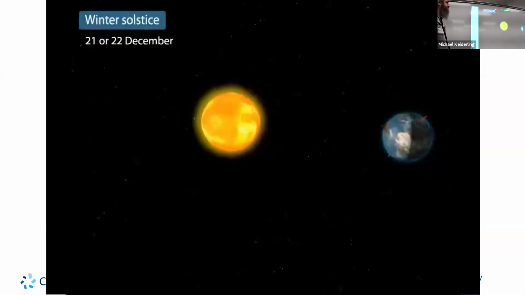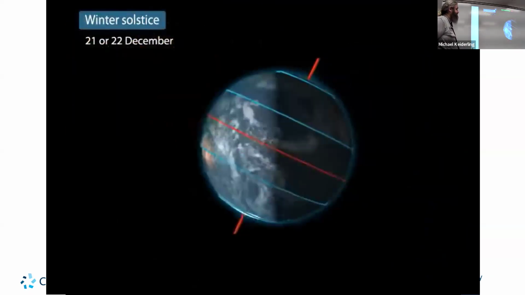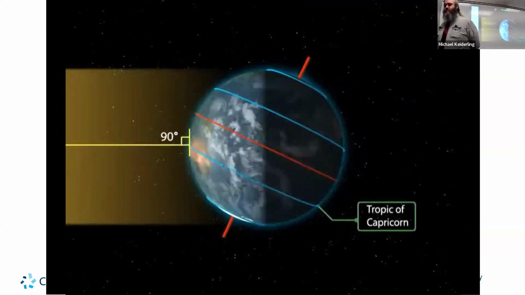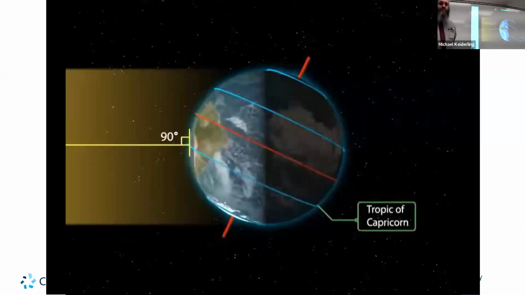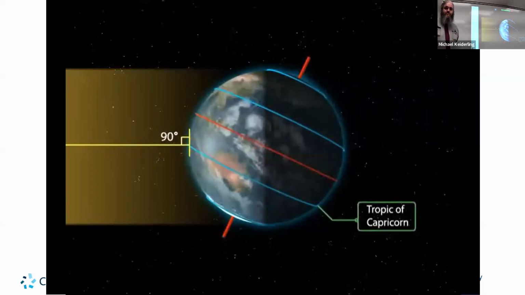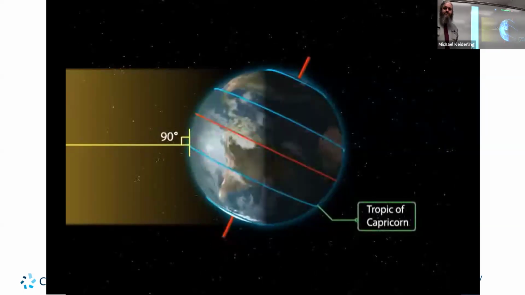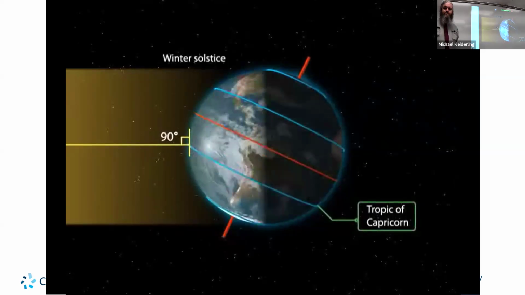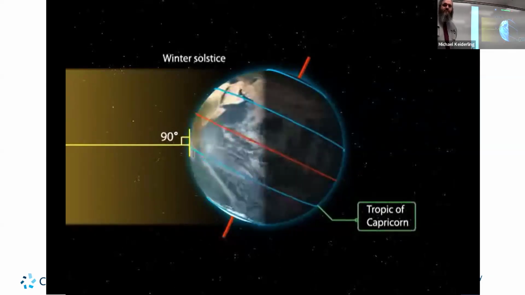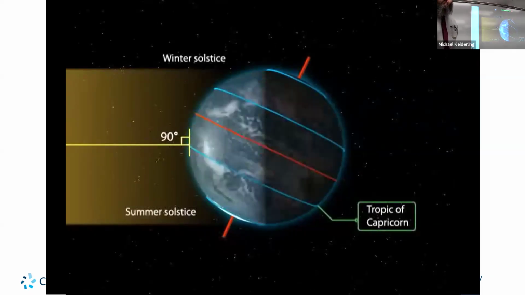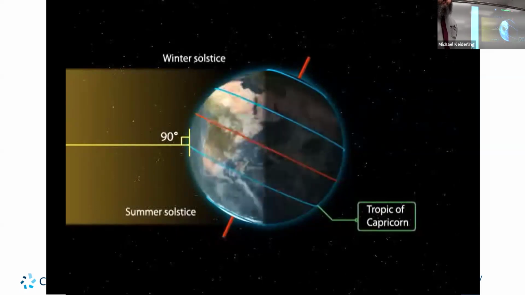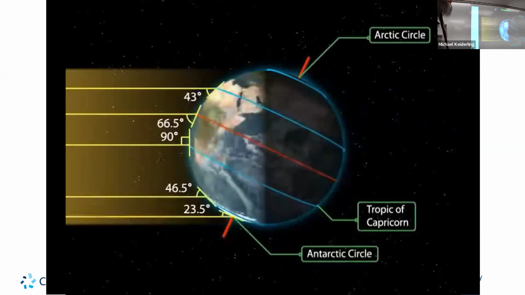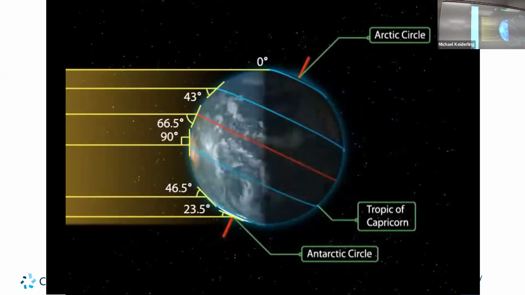Winter solstice. On the 21st and 22nd of December, the overhead sun is over the Tropic of Capricorn. It receives the largest amount of solar radiation. On this day, the northern hemisphere is in the winter solstice, while the southern hemisphere is in the summer solstice. The angle of the sun decreases towards the poles.